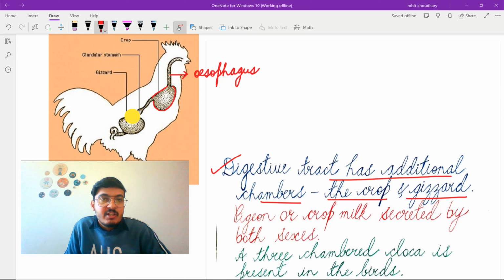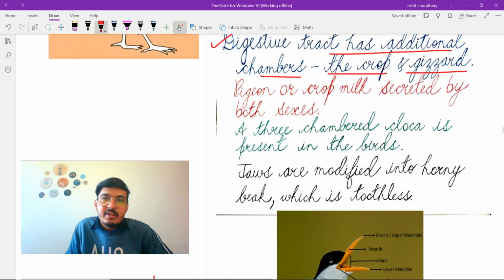The second additional chamber is gizzard. It has muscular walls which help in churning and crushing of food which is swallowed unmasticated. Some birds may even have small stones in gizzard that help in crushing the seeds and nuts.